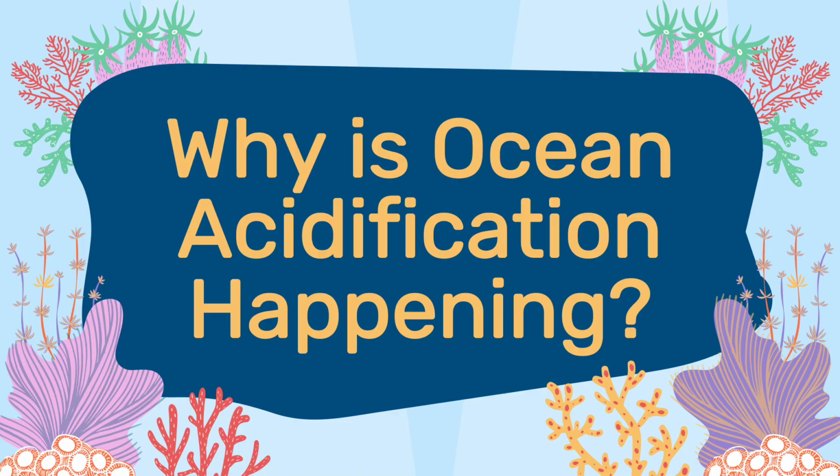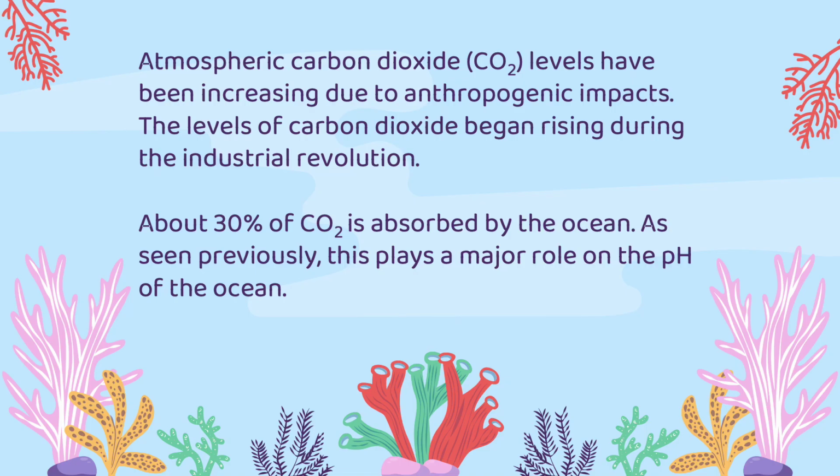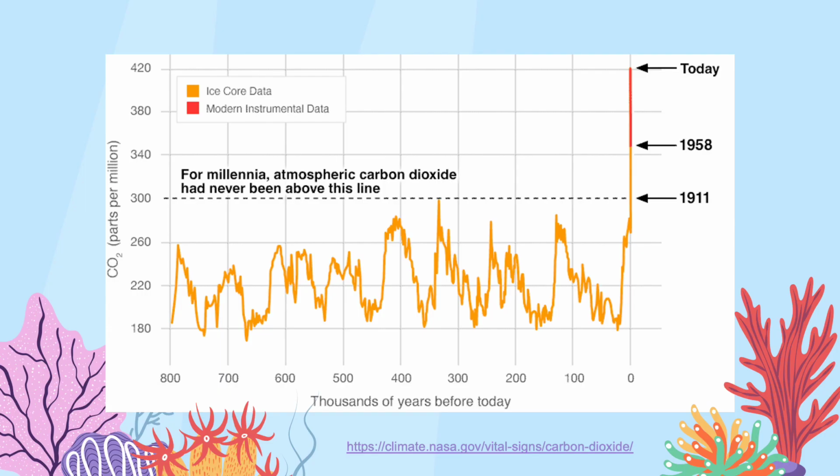So why is this happening? Atmospheric carbon dioxide levels have been increasing due to human effects such as the increase of fossil fuels like coal and oil and the loss of trees for land use and agriculture. Since about 30% of CO2 is absorbed by the ocean, this plays a major role on the pH of the ocean. This graph shows how humans have drastically increased the amount of CO2 in the atmosphere.